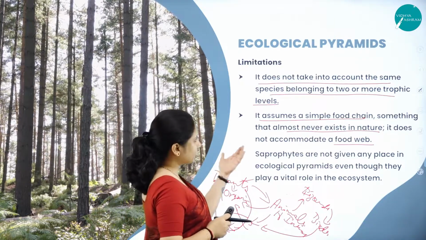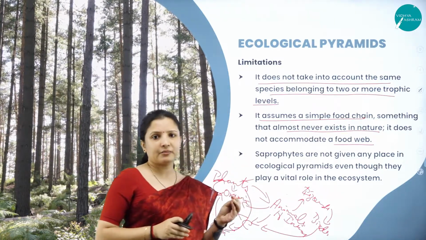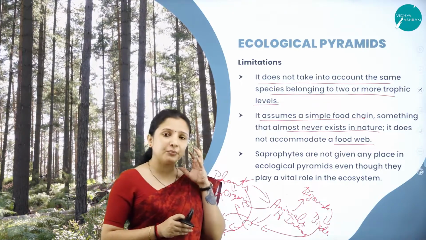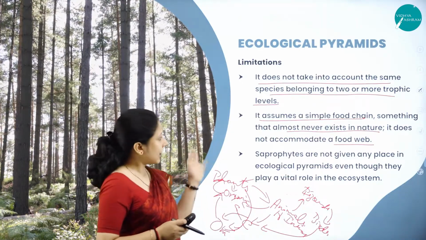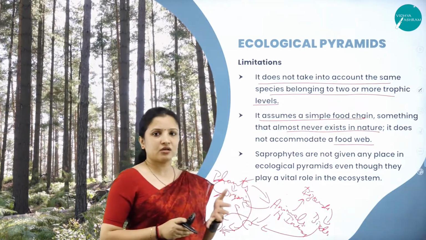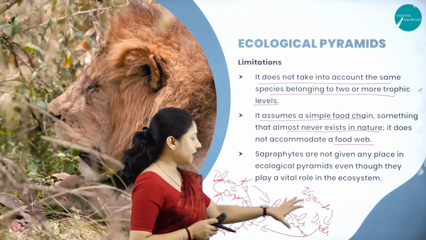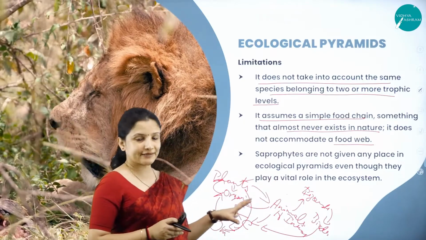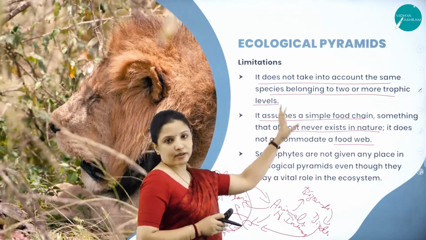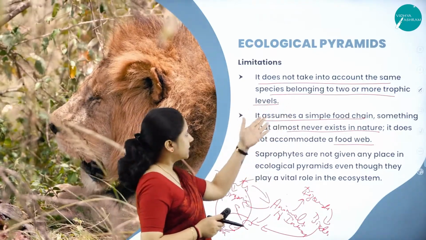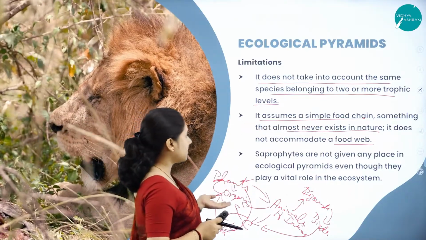So they constructed the ecological pyramids keeping only a simple food chain in mind, and they forgot that in nature, not just a simple food chain exists, but there is also a complicated food web. So that is why they could not look into it. That is one of the limitations of ecological pyramids.